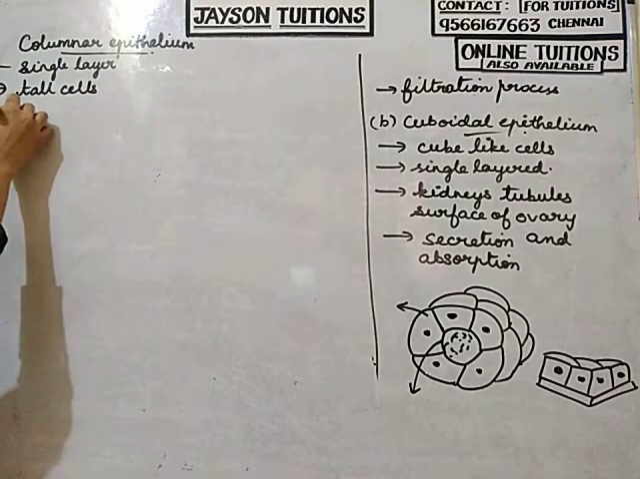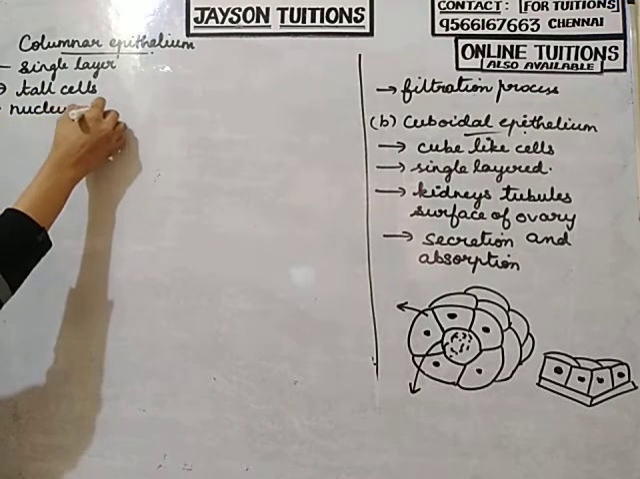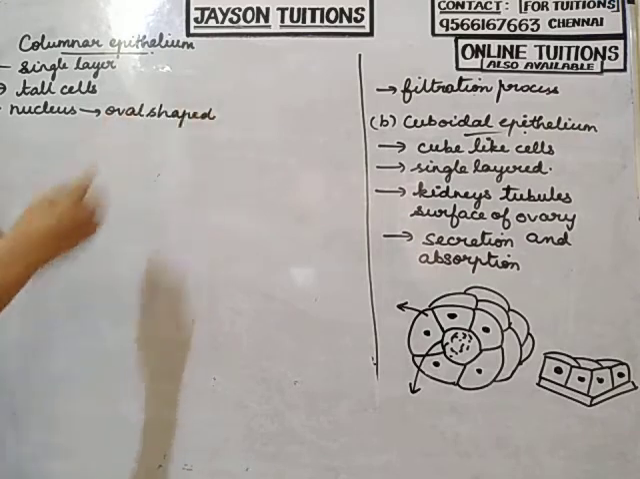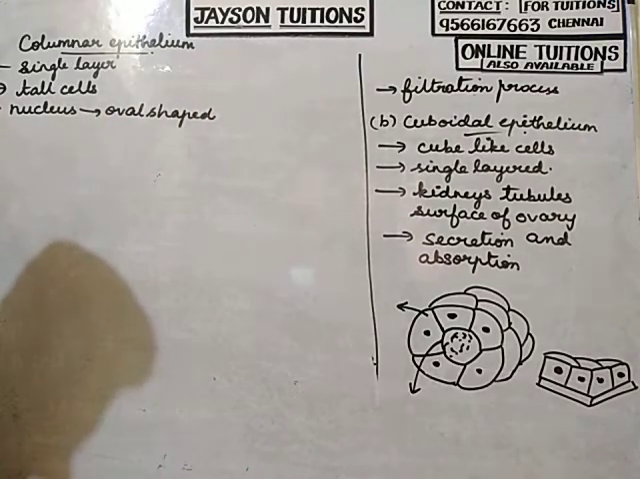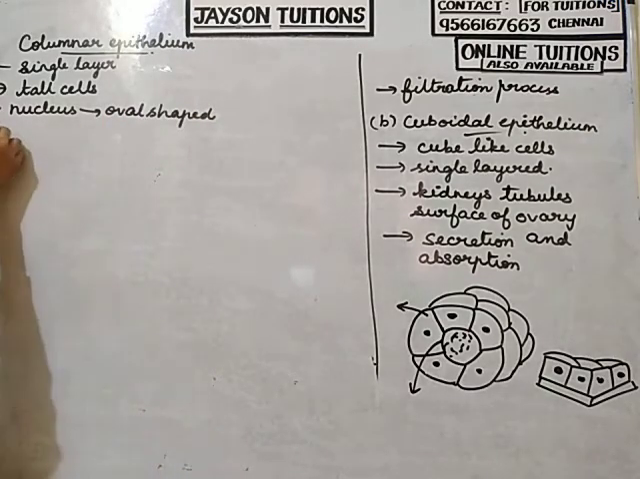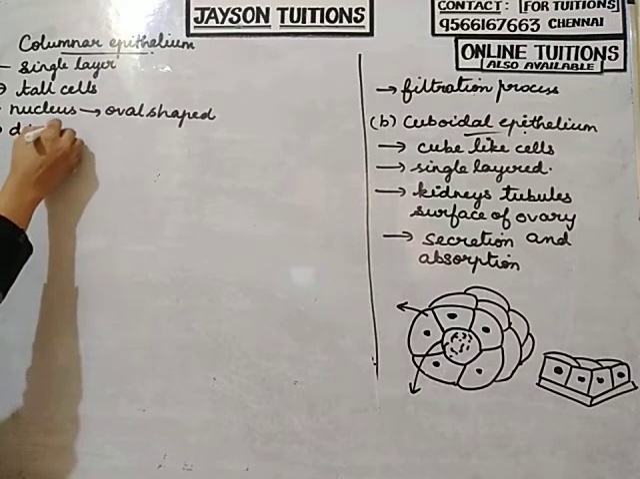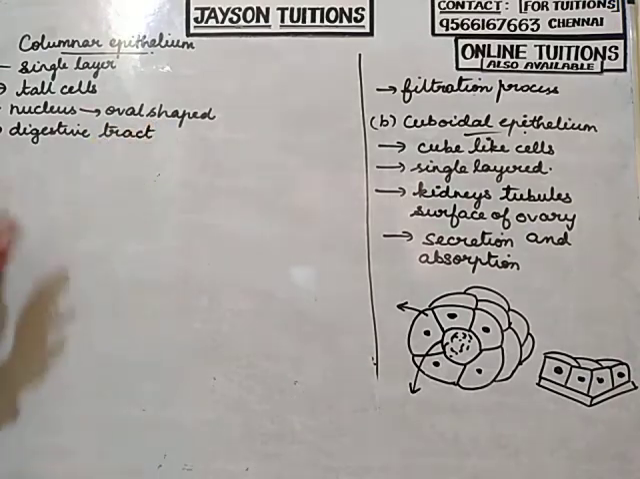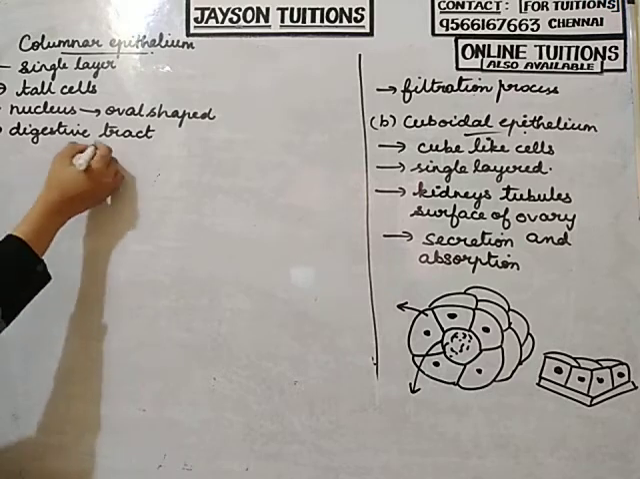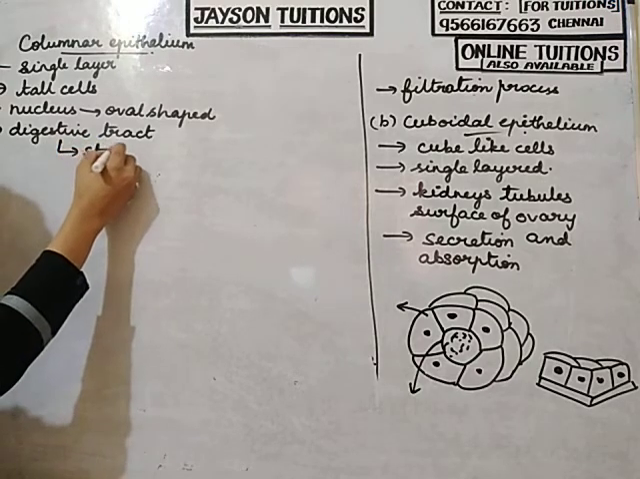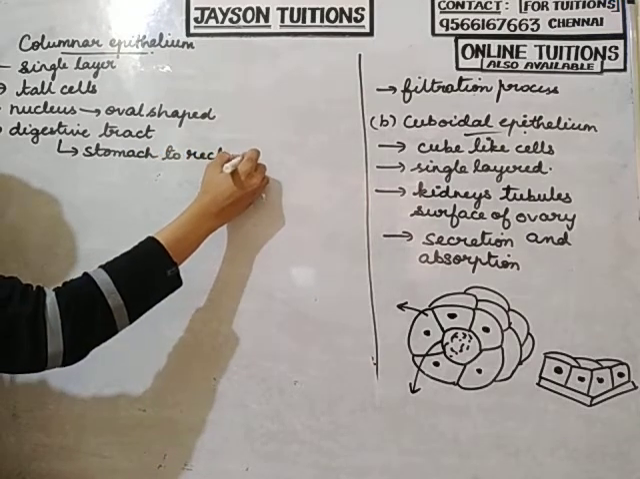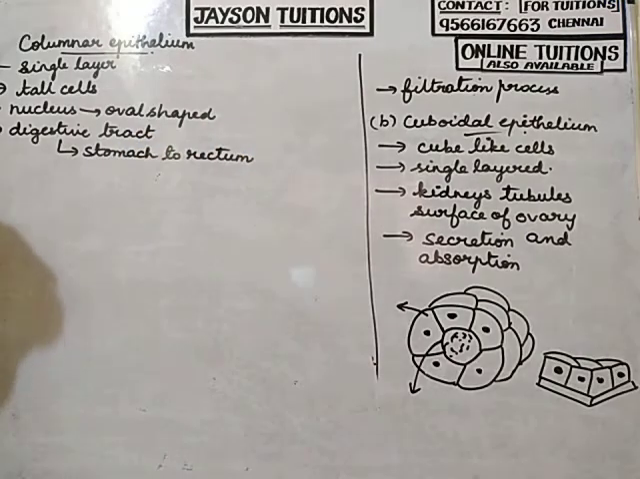The nucleus will be oval in shape. Tall cells with oval-shaped nuclei. It is present in the digestive tract. Digestive tract means what? From the stomach, intestine, in those parts it is present. From the stomach to the rectum, these types of cells are present.